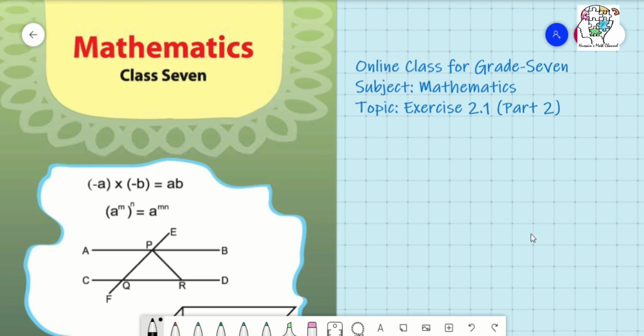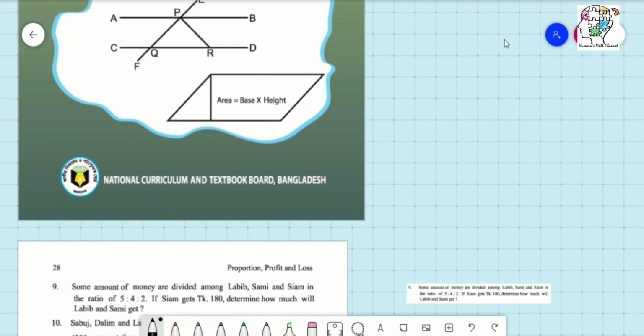Our today's topic is word problems from exercise 2.1 part 2. Today we will do three word problems from this chapter, from page number 28.